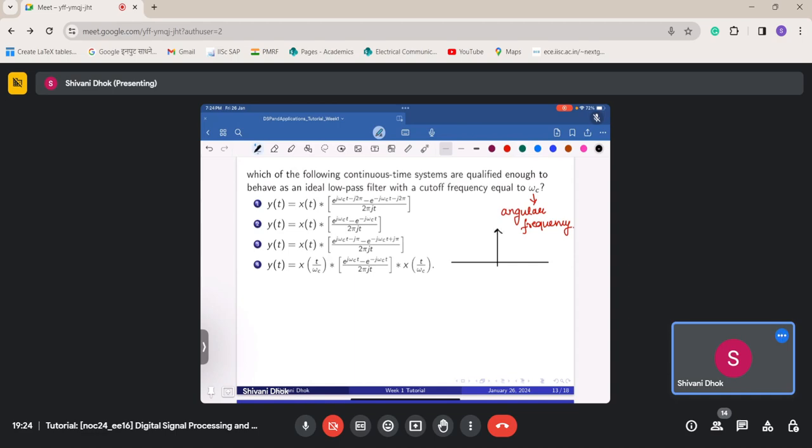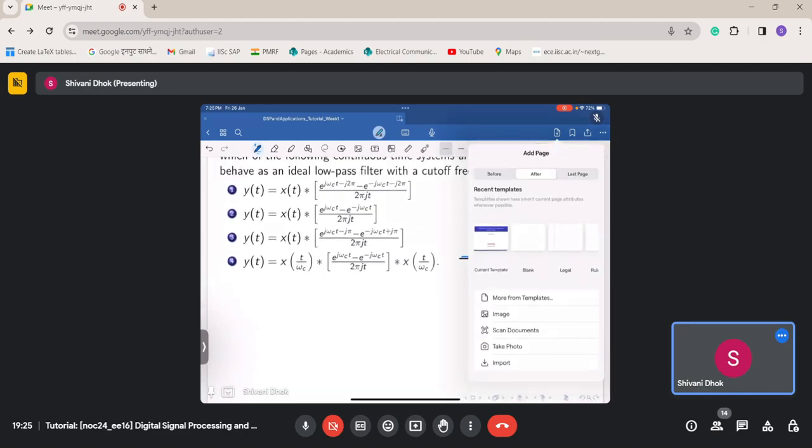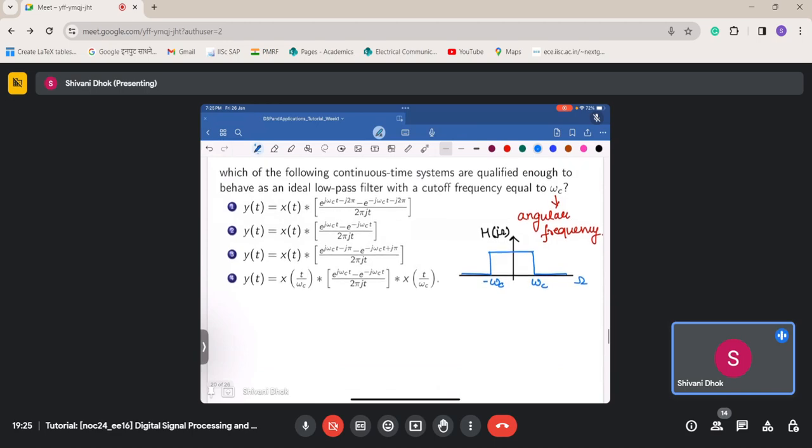So let's say this h of j omega is the frequency domain, or continuous time Fourier transform, of the filter, which is given by h of t. Its frequency domain representation will be like this. This is the omega axis, this is the cutoff frequency omega c, and this will be minus omega c. So this is the frequency domain representation for the low pass filter.